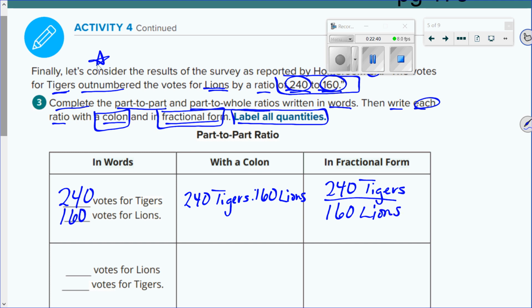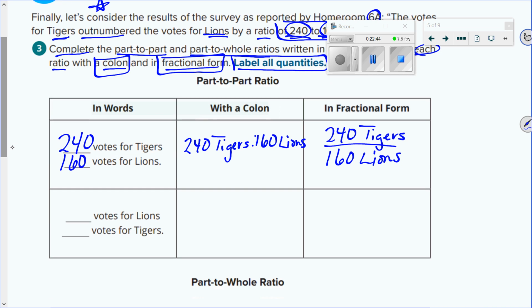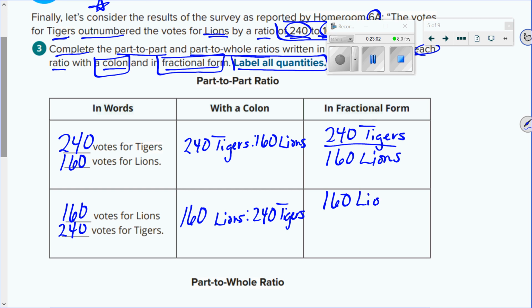Once I got the first one, the rest should be easy because I'm literally just filling in the blanks. So I now know it's 160 for the lions, 240 for tigers, 160 lions to 240 tigers. Or, putting it in fraction form, 160 lions over 240 tigers.